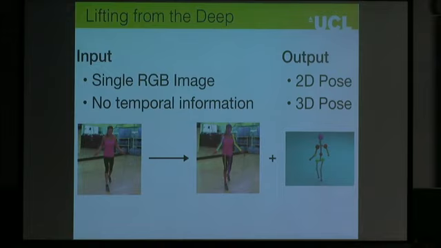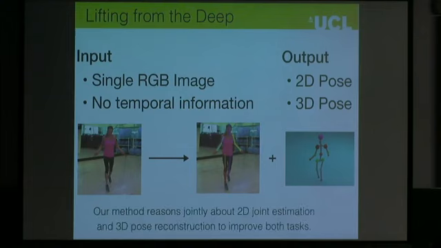We called this work Lifting from the Deep, and here what we're trying to do is that from a single image, we just have a single RGB image in this case, and we have no temporal information. We're trying to do two things. We're trying to extract the 2D skeleton, so we're trying to find the skeleton that fits the human in 2D, and simultaneously we want to reconstruct this into 3D. So the output of our system is not just the 3D pose, it's both the 2D and the 3D pose. We're estimating both things, so we're reasoning jointly about these two things.